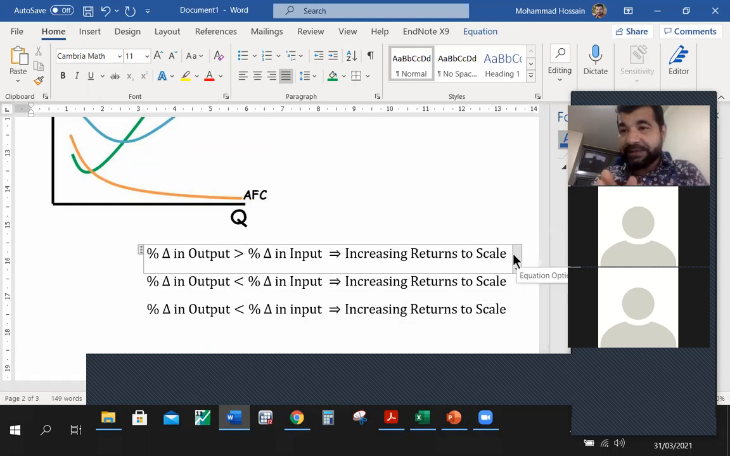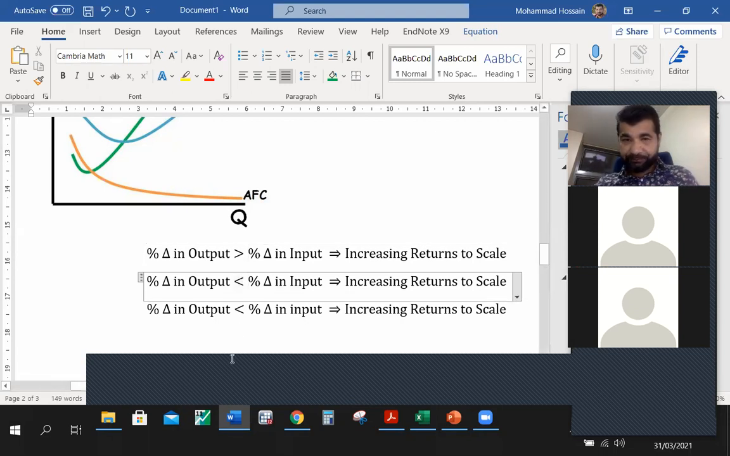You recruited one staff, the first employee producing 50 cakes, then a second staff, both of them produce 110 cakes. Increasing returns to scale. Equal. When the percentage change in output is equal to the percentage change in input, this is called constant returns to scale.